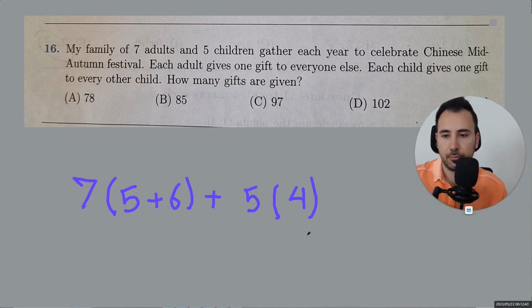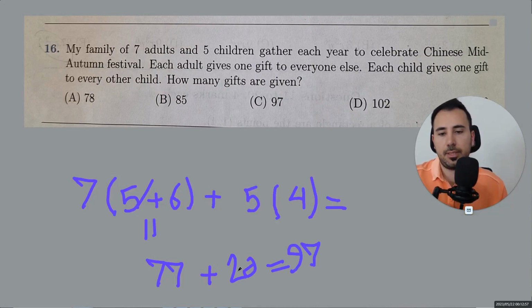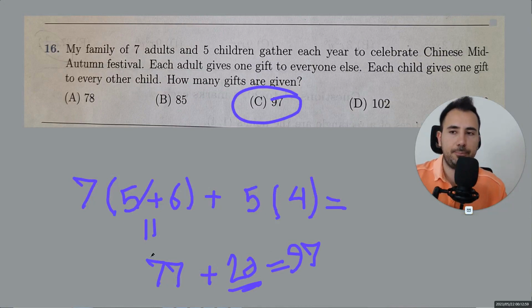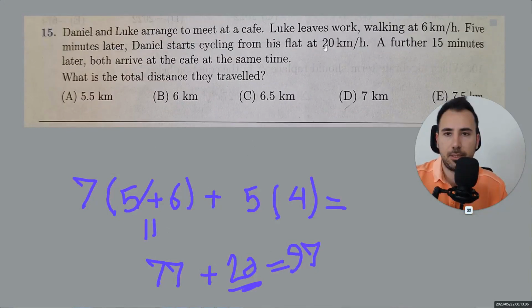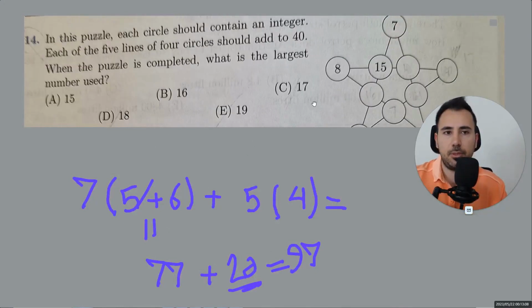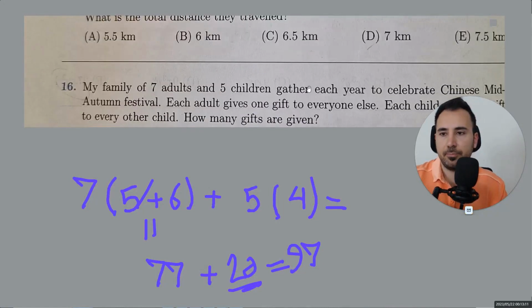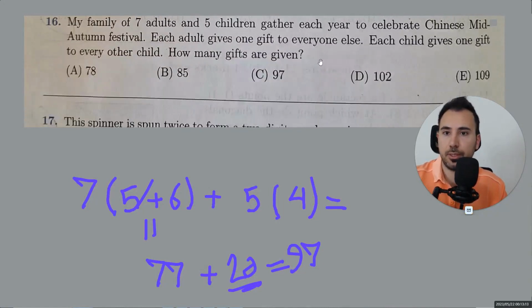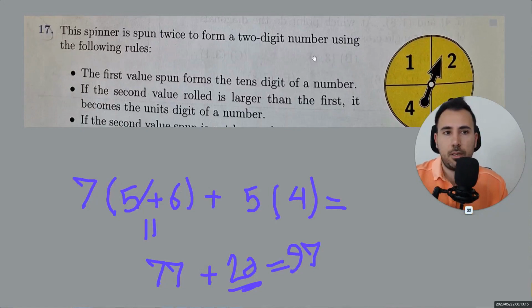Okay. This is 11, times 7, plus 20, 97. That's 20. Okay. So it makes you wonder why question 14 was so easy and then this question is so hard. Maybe there is a better solution than the one I did.